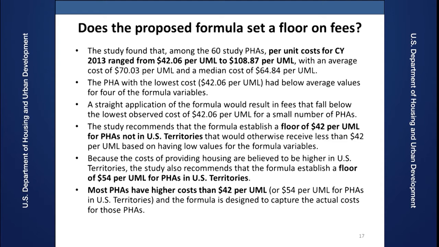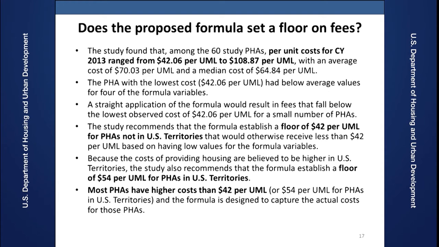And in developing the formula, a straight application of the formula would result in fees for a small number of PHAs that fall below that lowest observed cost of $42. And because we didn't observe any PHAs that were operating high-performing and efficient programs for less than $42, and of course most PHAs in the study had costs much more than $42, we recommended that the formula establish a floor of $42 for PHAs not in the U.S. territories. So this is for PHAs that would otherwise receive less than $42 just based on a straight application of the formula.